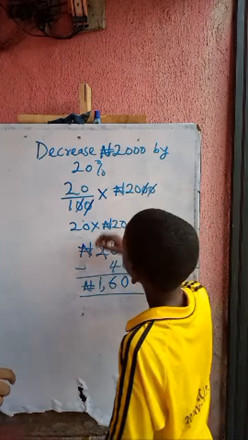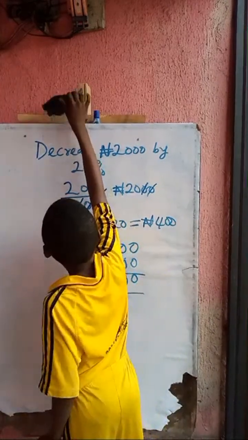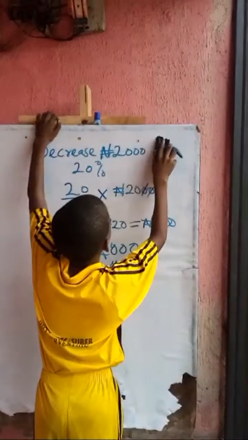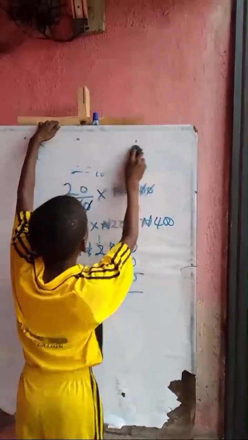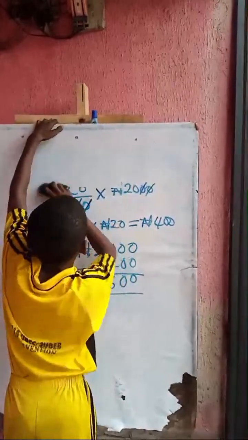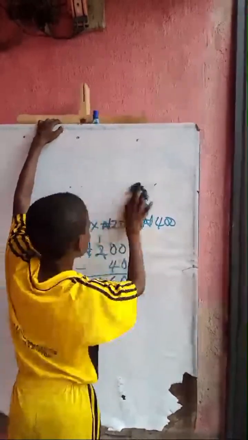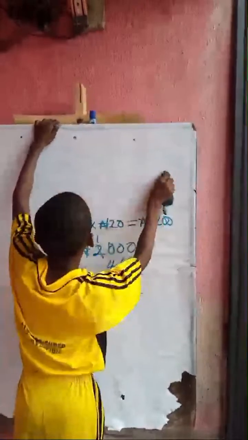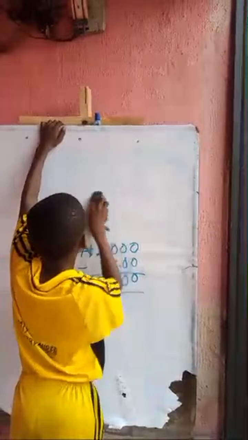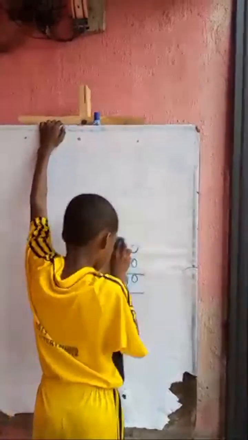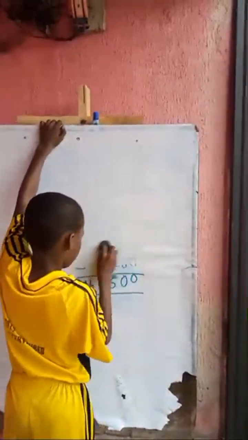Let's go to the next question. The next question says, evaluate 6 square minus 5 square plus 5.